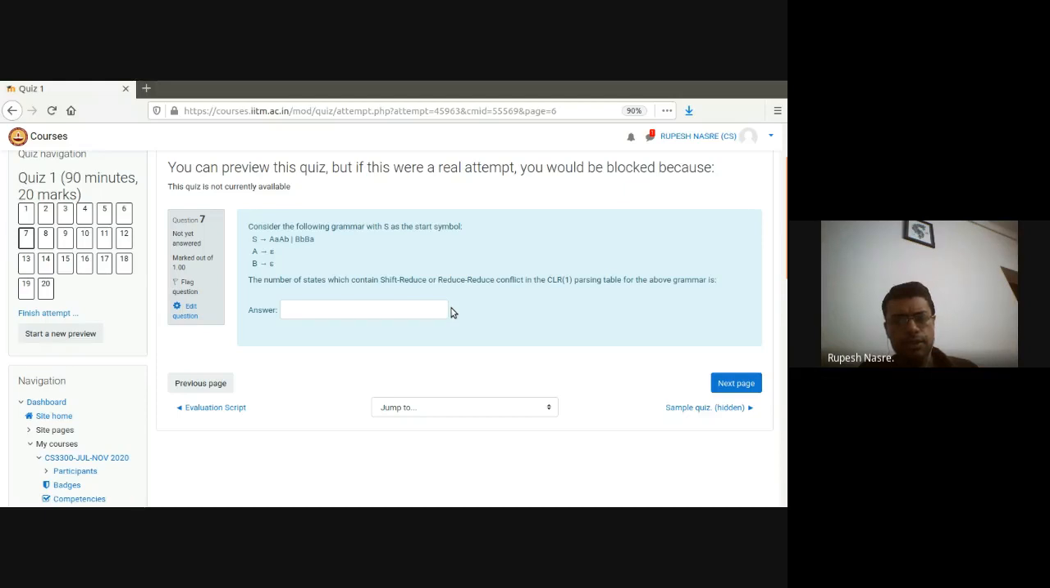Another one: the number of states which contain shift reduce or reduce reduce conflict in the CLR1 parser. So what was your answer here? I think someone wrote to me that small a and small b are both in the follow of capital A and capital B because of this rule. And since both are nullable, therefore there will be reduce conflicts there. So that part seems to be okay.